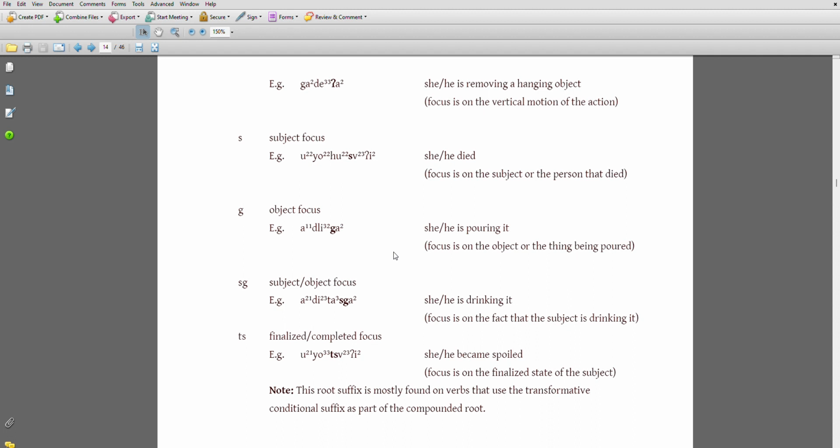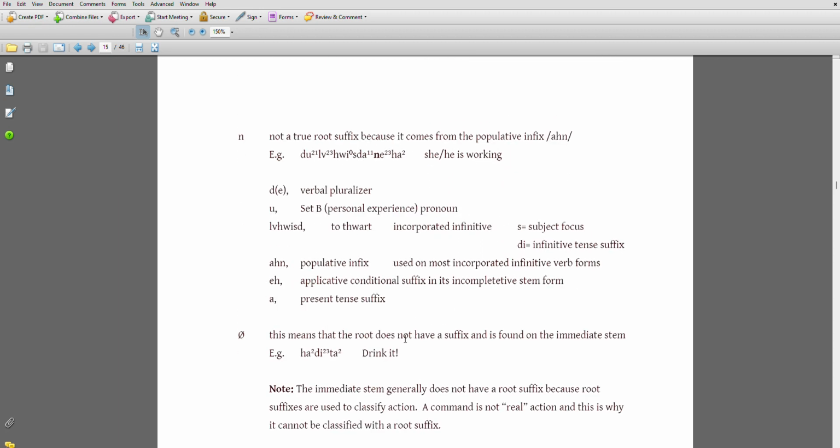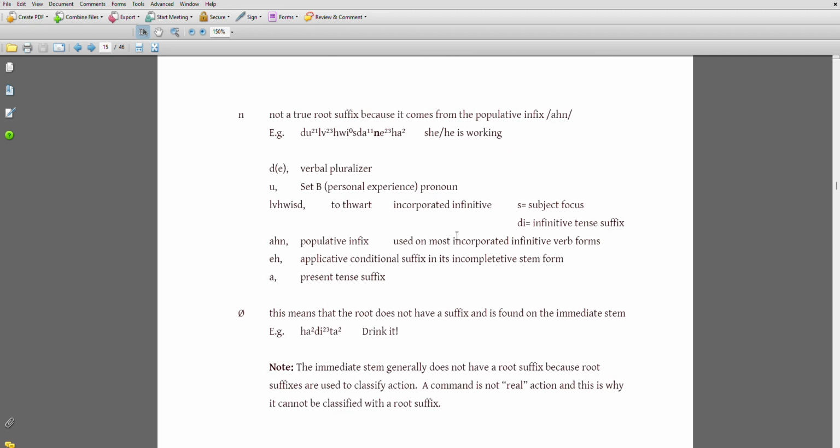Uyo zheng. Note, this root suffix is mostly found on verbs that use the transformative conditional suffix as part of the compounded root. In. This is not a true root suffix because it comes from the populative infix on. So, du l'instant, he or she is working.